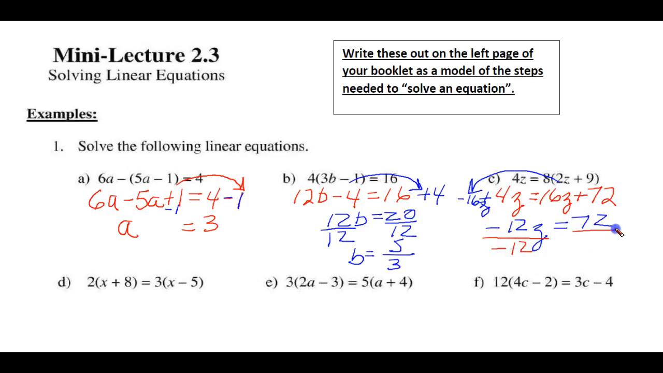Now where students sometimes make an error is they'll forget to divide this side by a negative 12 as well. They'll just do 12. So they forgot the negative sign, but don't forget it. So this cancels out, it becomes a positive z equals a negative 6. Okay, again, this would be satisfactory for showing the work, where you've written out the example, you distributed, and then you've transposed, and then you've solved for the isolated variable.